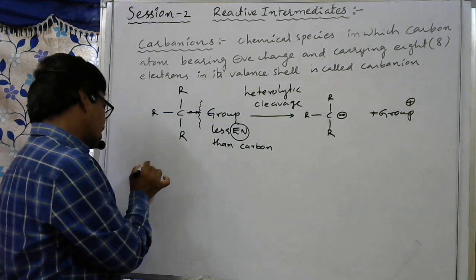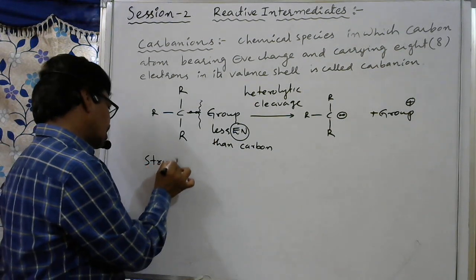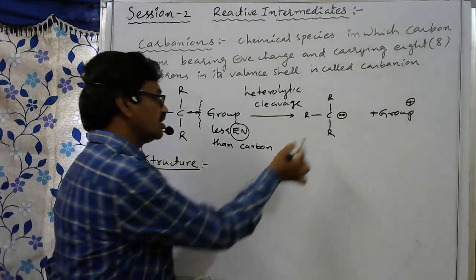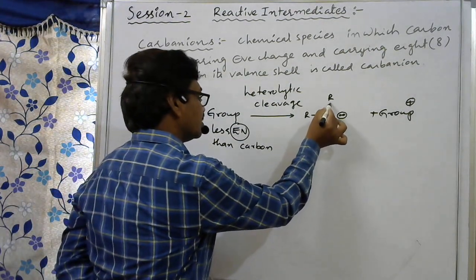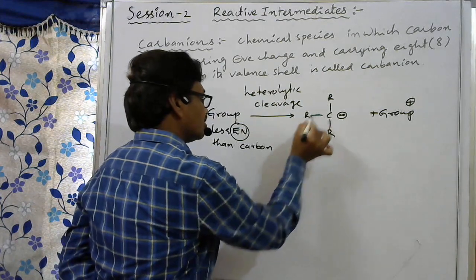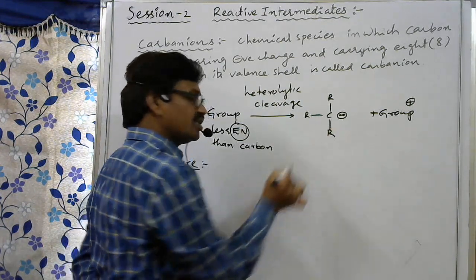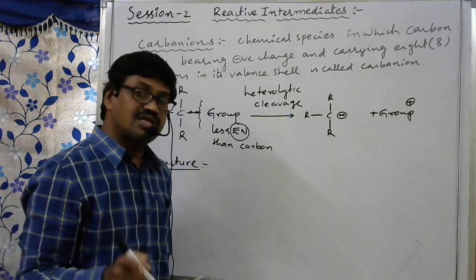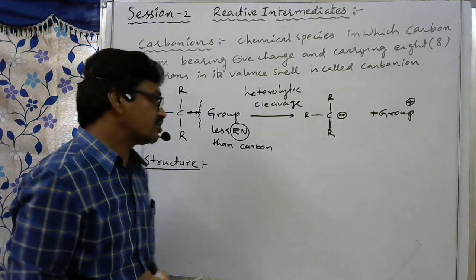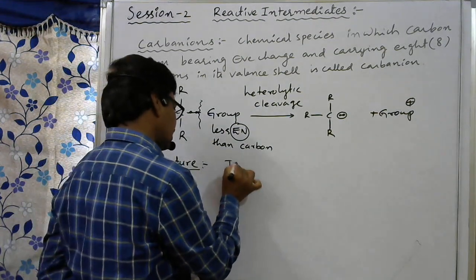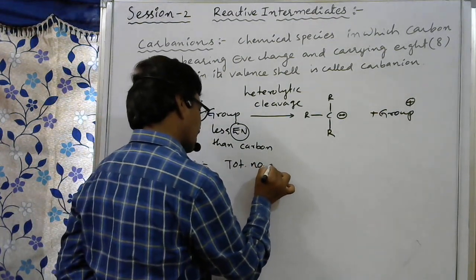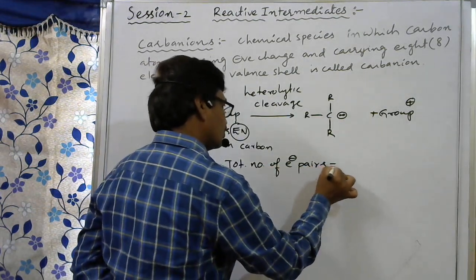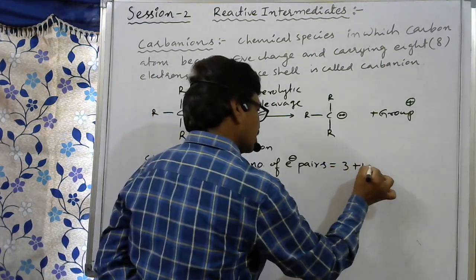Okay. Then the structure. What is the structure here? You have to check the total number of electron pairs present. Here this is a carbanion. So how many electron pairs? This is a bonding electron pair, this is also a bonding electron pair, this is also a bonding electron pair. This is the negative charge, which also contains one electron pair that is non-bonding, otherwise called a lone pair. So the total number of electron pairs is 3 plus 1 equal to 4.